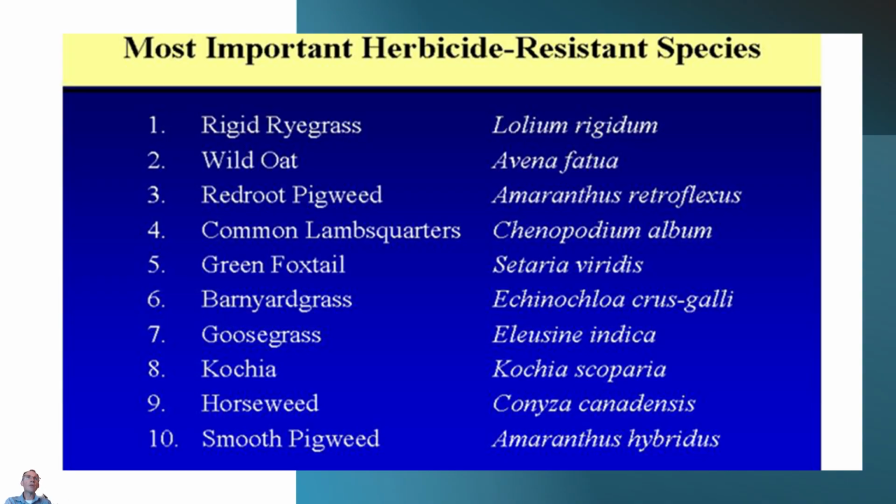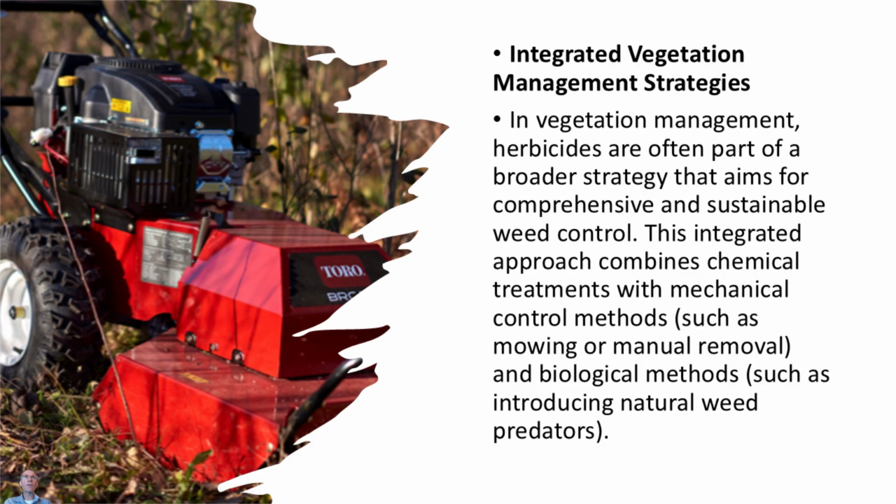Let's talk about the most important herbicide-resistant species. 1. Rigid ryegrass. 2. Wild oat. 3. Redroot pigweed. 4. Common lamb's quarters. 5. Green foxtail. 6. Barnyard grass. 7. Goosegrass. 8. Kochia. 9. Horseweed. 10. Smooth pigweed.